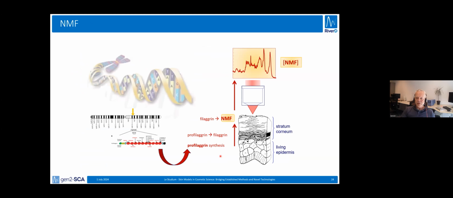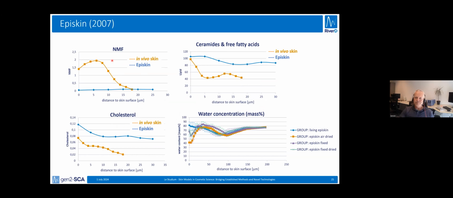Now, as you know, most of the natural moisturizing factor arises from the enzymatic degradation of filaggrin in the stratum corneum. And this goes to quite high concentrations. The dry weight percentage of NMF in the stratum corneum can be as high as 25%. So this is something that's easily picked up with Raman spectroscopy. But as I said, where you see a lot of NMF signal in vivo skin, there was no NMF signal in the EpiSkin.